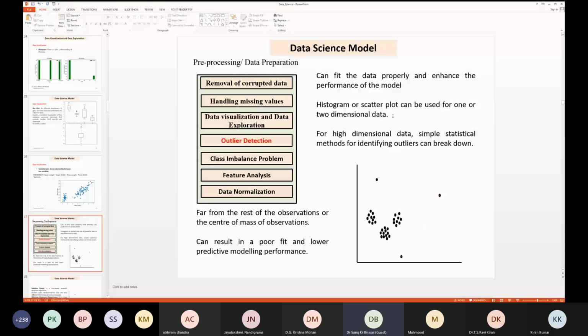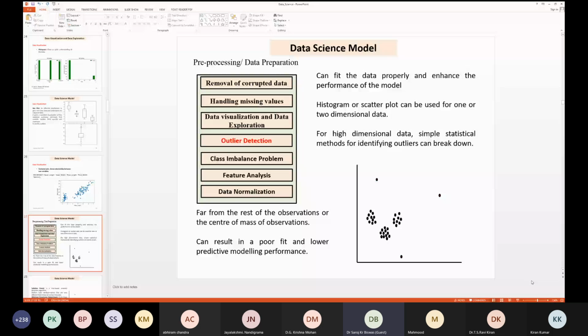Whenever we have a high-dimensional data set, this kind of simple statistical method cannot identify the outliers. Then we need to use some advanced statistical tool or a machine learning algorithm to find the outliers. Once they are found, they can be removed from the data set. So coming to some of the outlier detection techniques, the first one is called isolation forest.